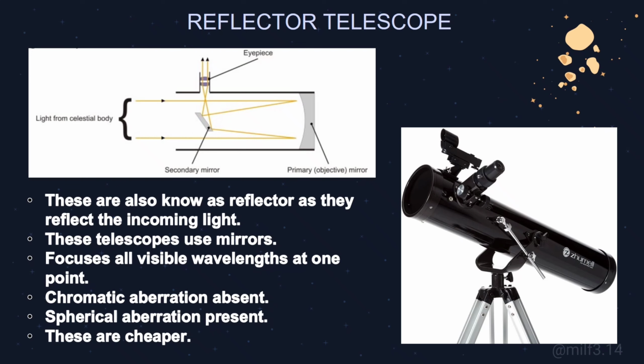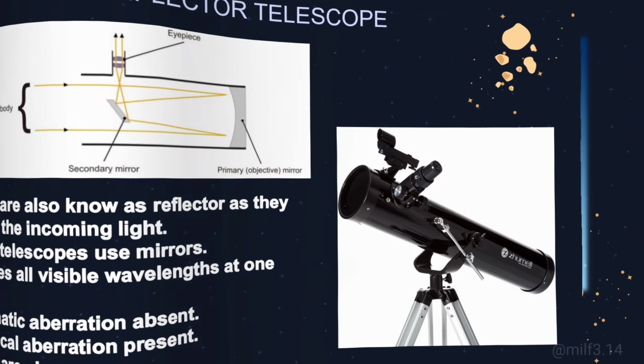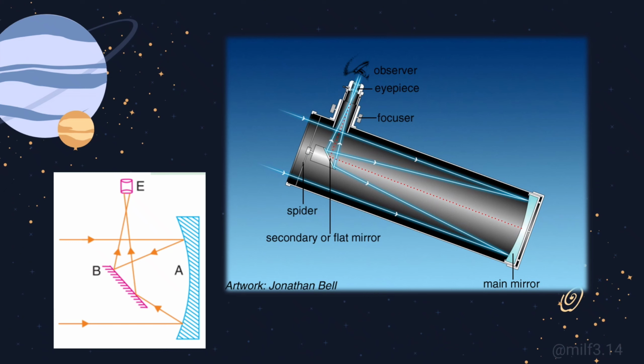Here, light does not need to travel in a straight line to get focused, hence these telescopes are shorter than refractors. Here, chromatic aberration is absent as light does not refract, that is, bend, but spherical aberration is present. These are cheaper than the refractors.